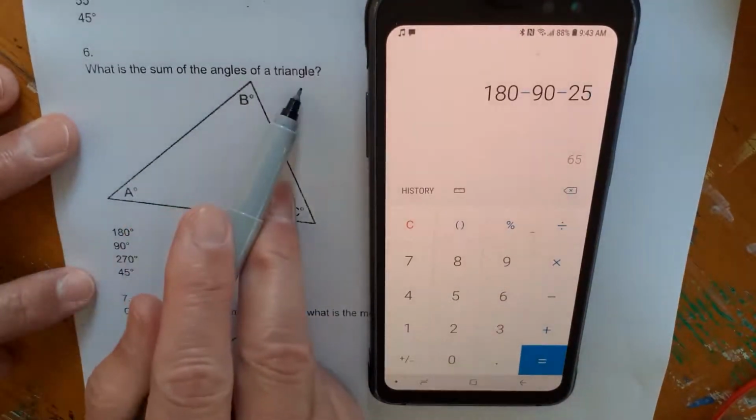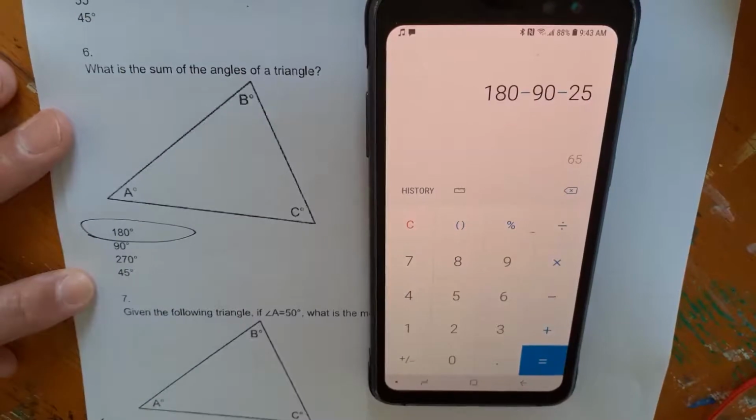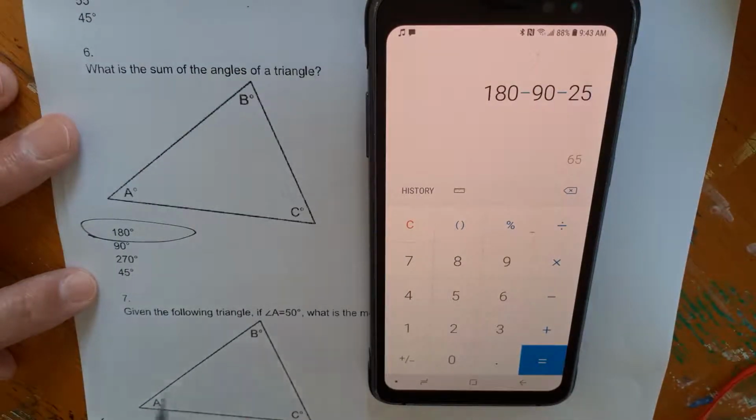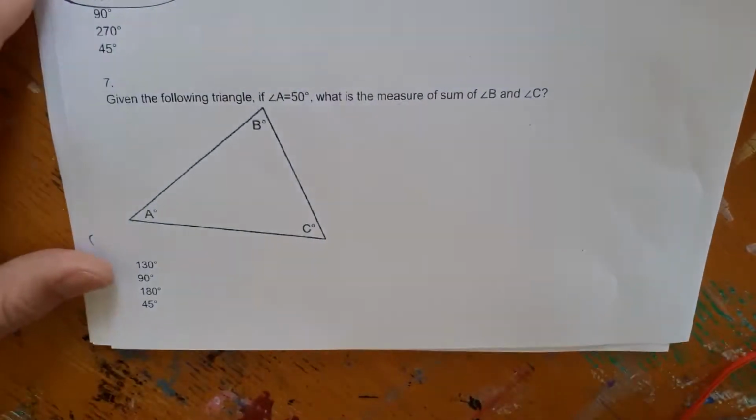What is the sum of the angles of the triangle? Ha! Trick question. We don't even need to know anything about that. It's 180 degrees. And that's the shocking thing. No matter what the shape of that triangle, as long as it's three sides with three angles, it's 180 degrees. The angles sum to 180 degrees.